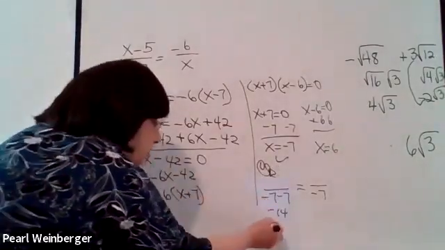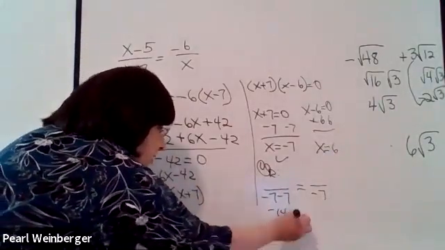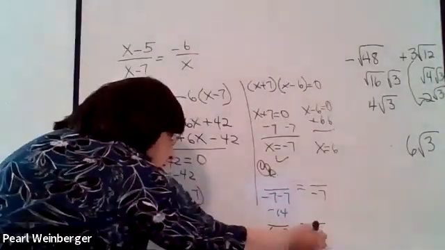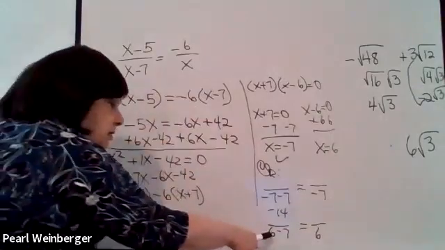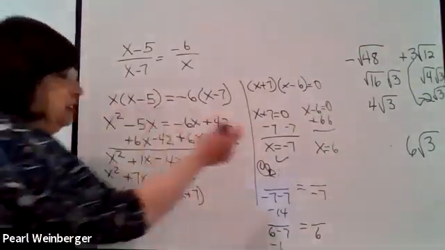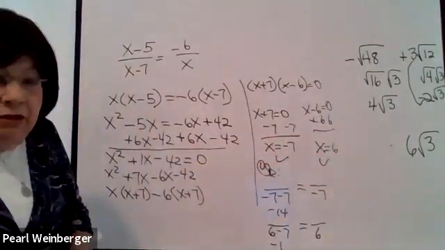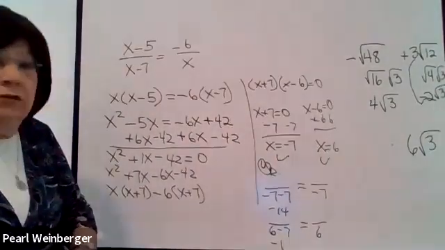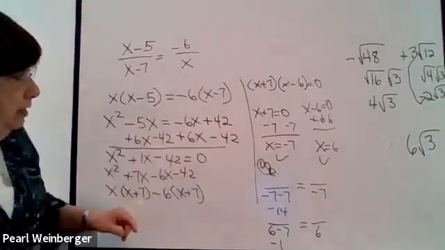Trying the 6, the first denominator becomes 6 minus 7, and the other denominator becomes 6. Because this is an x minus 7, this is an x. Now 6 minus 7 is -1, which is also not 0. Neither of these answers make a denominator equal to 0. So both answers are valid answers, and you would have to put in both answers.